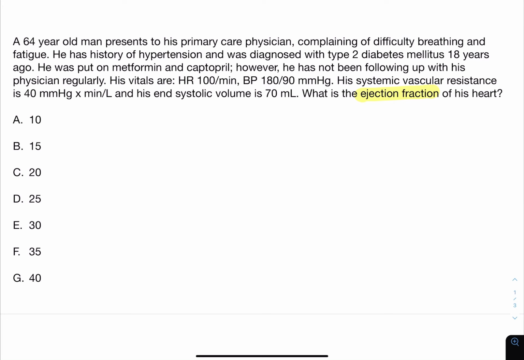Alright, so starting with the first number, the heart rate is 100, blood pressure is 180/90, and the systemic vascular resistance is 40. And we have the end systolic volume, which is 70. So before I proceed to answer this question, I would recommend that you pause the video and give this a try, and resume when you're ready.